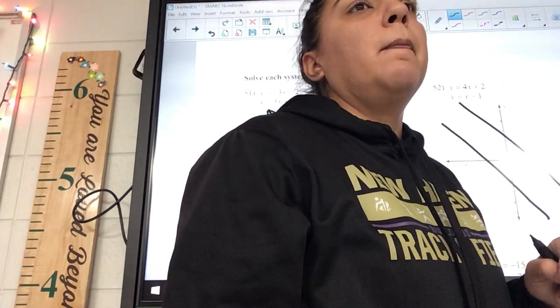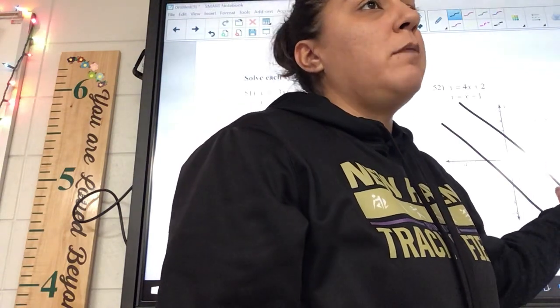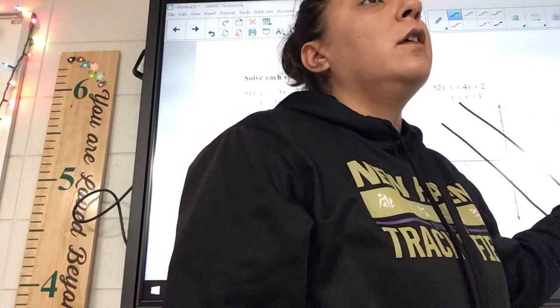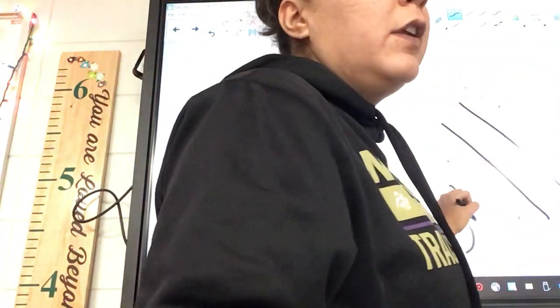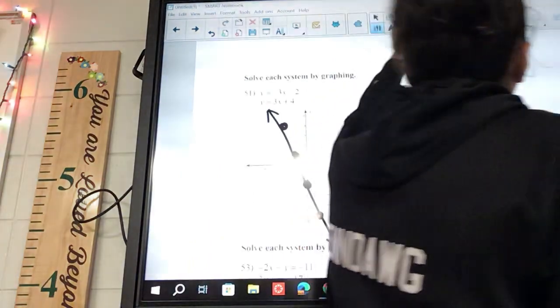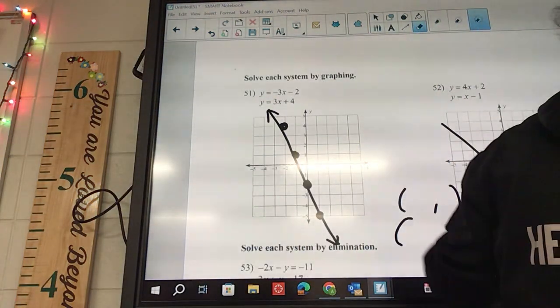Nobody? Okay, this is a no solution, remember? So when they don't intersect, it's a no solution, okay? When they intersect once, that's one solution, so you should have one set of coordinates. If they would intersect twice, that means we would have 2 sets of coordinates for an answer. So just keep that in mind that that is a no solution, okay?